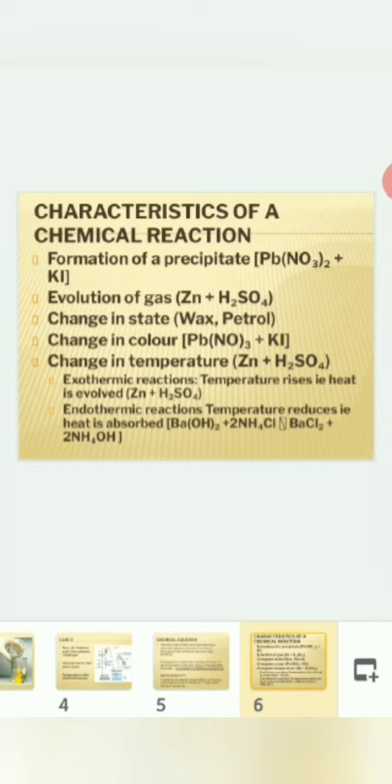What is an exothermic reaction? The temperature rises, that is, heat is evolved. What is an endothermic reaction? Temperature reduces, that is, heat is absorbed. Example of an endothermic reaction: barium hydroxide when it reacts with ammonium chloride gives barium chloride plus ammonium hydroxide. Here you can see this reaction is completely balanced.